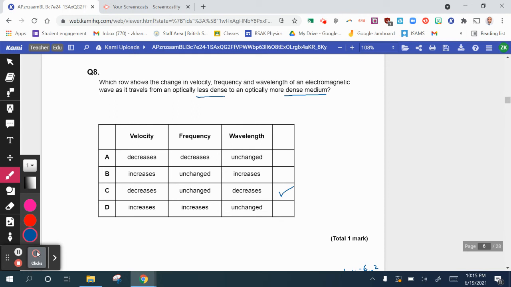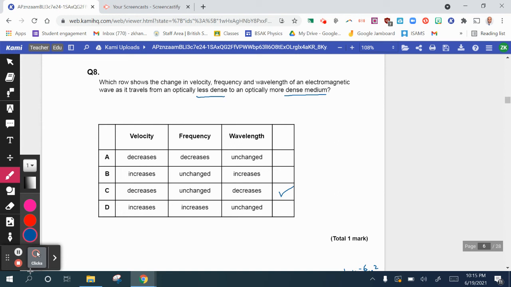We know that the frequency remains unchanged. So therefore, the answer now is most likely C. And we know that the wavelength decreases as well. So this is what happens when light goes from less dense to more dense. The velocity decreases, the frequency of light entering the medium remains unchanged, and the wavelength decreases as well.